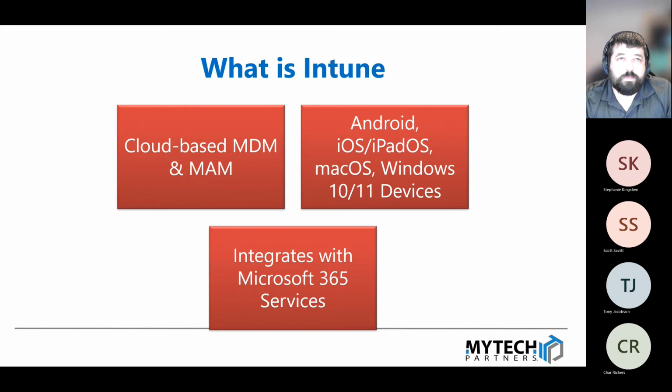So the different pieces. First is Intune. So what is Intune? Intune is a cloud-based MDM and MAM solution. MDM is mobile device management. MAM is mobile application management. And it is compatible with Android devices, iOS or iPadOS, macOS, and Windows 10 and 11 devices. And it integrates with Microsoft 365 services really well. You have Defender that it integrates with, Azure Active Directory, all of those. It integrates pretty seamlessly with those solutions.